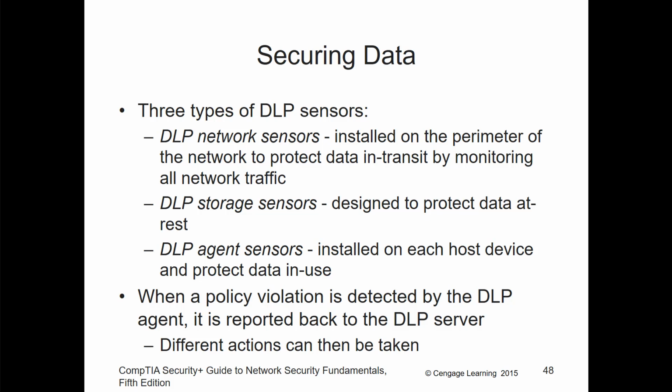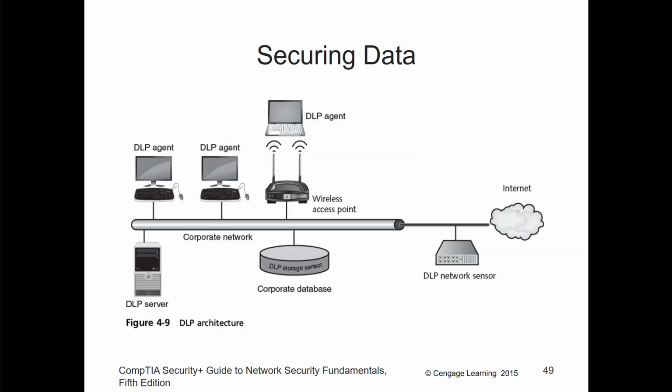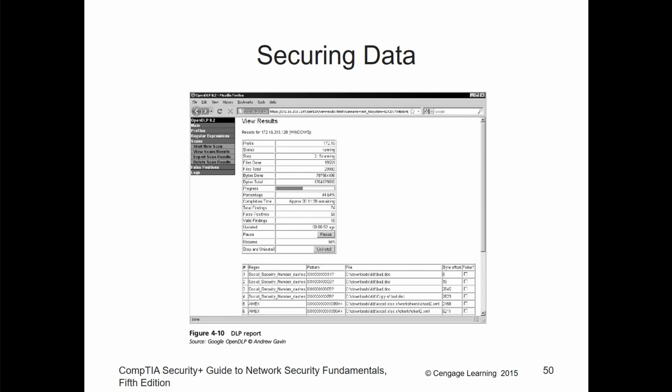You can deploy policies so that when a policy violation is detected by the DLP agent, it can be reported back to the DLP server. That way certain actions can be taken. Here we have some type of DLP system that has network sensors, database sensors, or storage sensors, and agents on the devices. That way, if you try to do something that's not allowed, the DLP server gets notified. It's about being able to secure the data correctly.